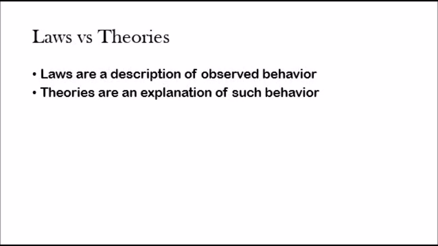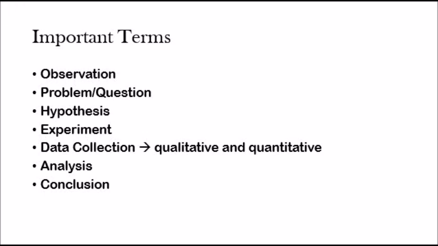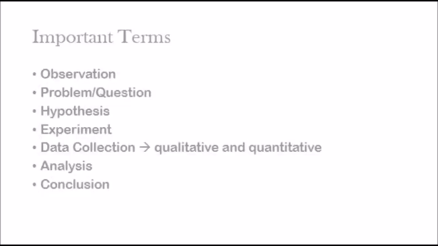Now, a theory is an explanation of this behavior. So a theory would be something like, the reason why the law of conservation of matter exists is because of atoms, and atoms are rearranged, and they do this. So theories would be trying to explain those laws. And now in the scientific method, typically you run the scientific method over and over again, through all the parts of the scientific method. And then once you get the same conclusion many times through many observations, that is when you can get a theory.